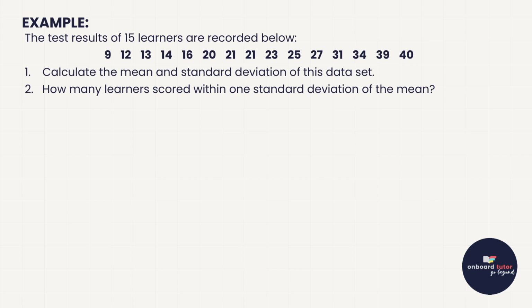So let's look at this example. The test results of 15 learners are recorded below. So here we've got 15 raw scores, and we are asked to calculate the mean and the standard deviation, and then we are asked to interpret that standard deviation. So how many learners scored within one standard deviation of the mean? Okay, so let's get our calculators out.